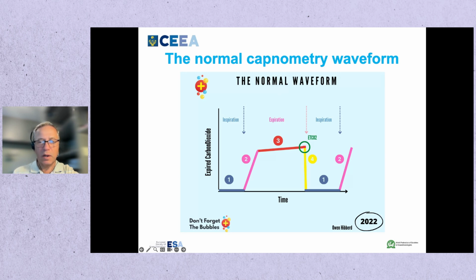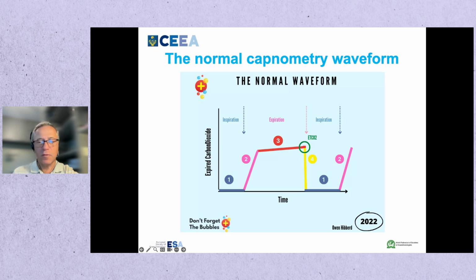Phase 2, the pink line, at the beginning of expiration: exhaled CO2 rapidly rises, and so does the slope of the capnogram. CO2 travels from the alveoli through the bronchi and trachea, the conductive airways, where gas is present but cannot be exchanged, anatomical dead space that is. The speed at which the CO2 is exhaled determines the slope of this part of the curve.